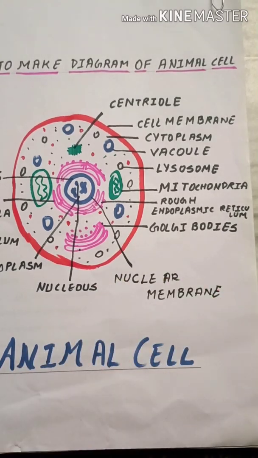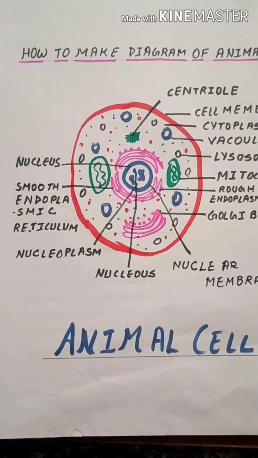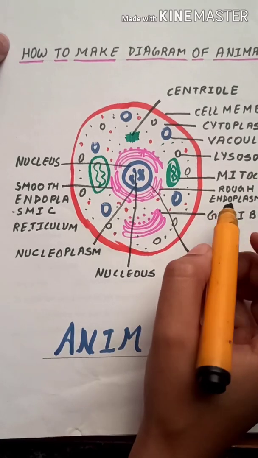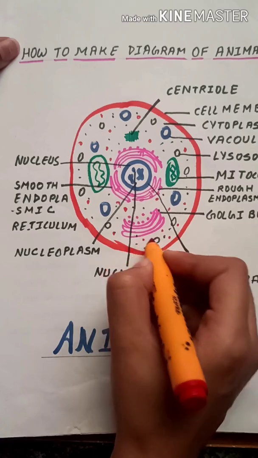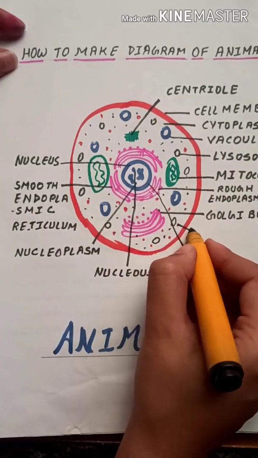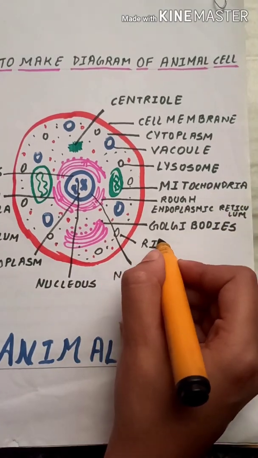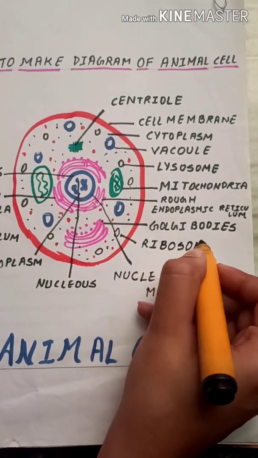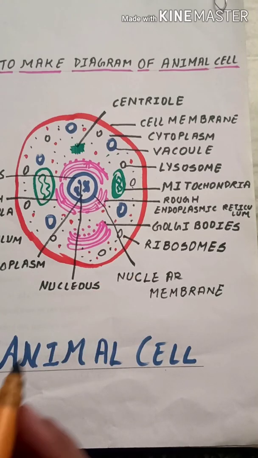One more organelle is remaining. These are the red colored dots present inside the cell. These are ribosomes, and these ribosomes are non-membranous organelles. It is also known as the protein factory of the cell.